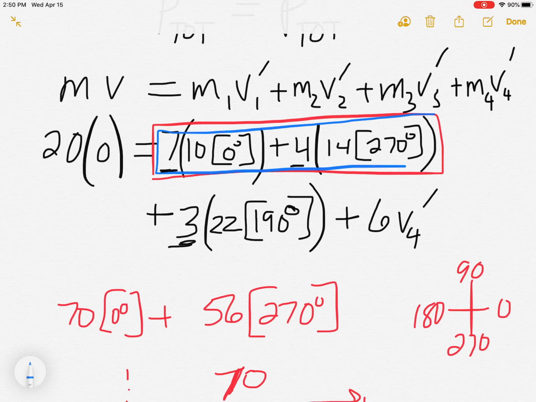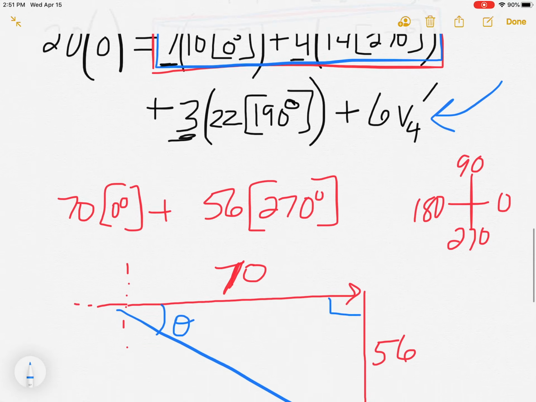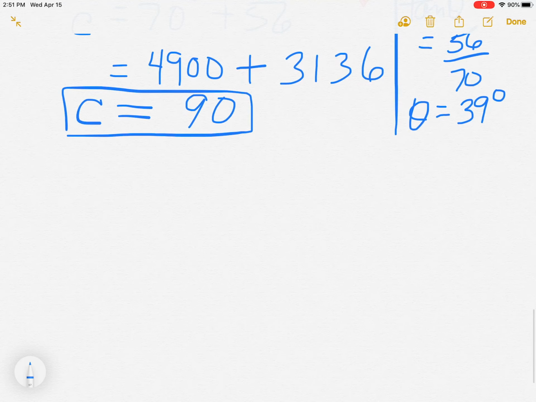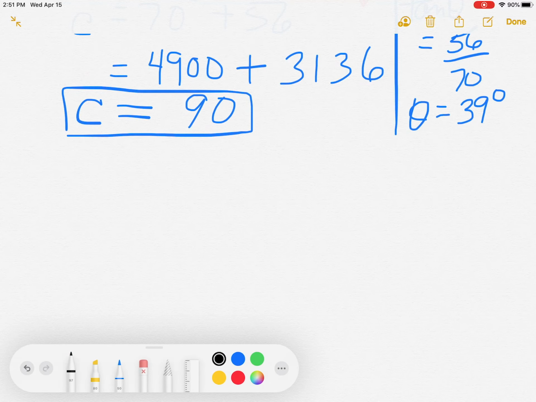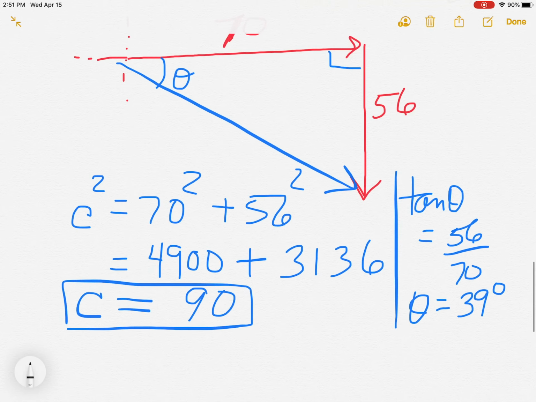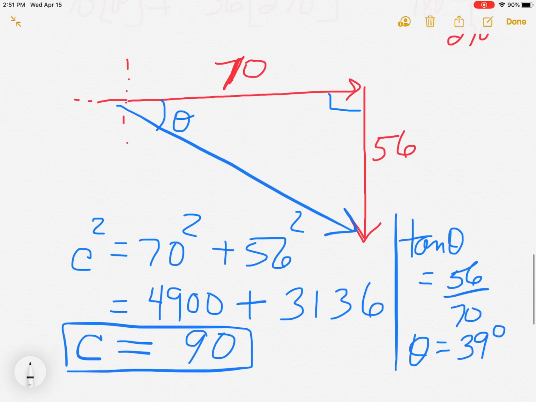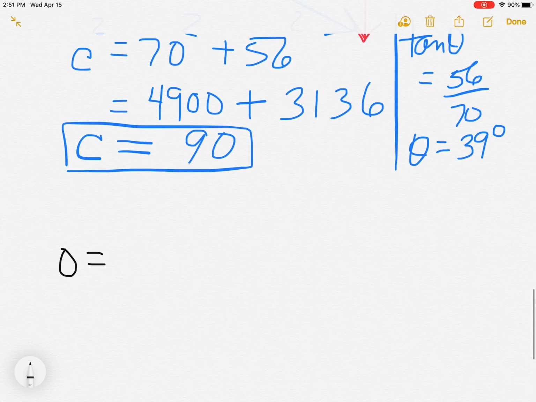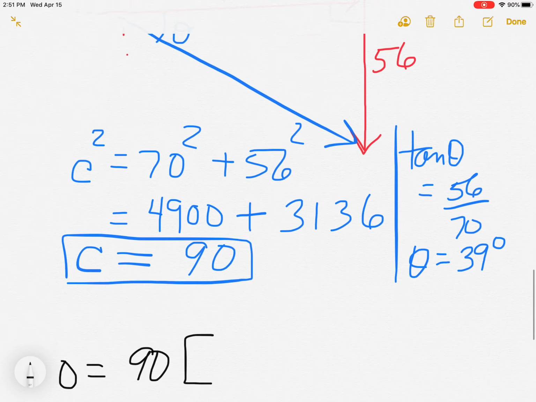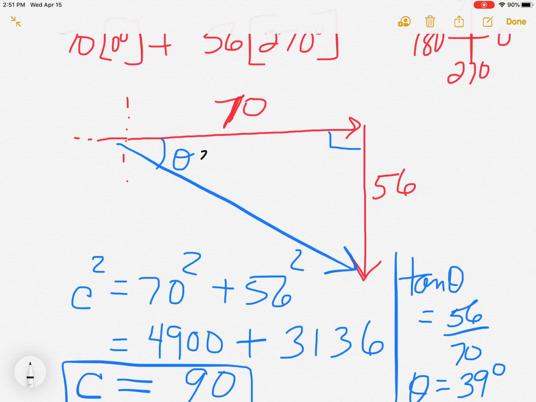So what I've effectively done, if we go back, is I have simply figured out the sum of these first two vectors. I haven't even touched these guys here yet. So I'm just going to replace what's in the blue box with the sum that I've calculated. So my equation becomes the 0 on the one side. You'll recall that it was a 0 times 20 right there. So 0. And I have this new sum, which is 90, and it has a direction of 39 degrees.